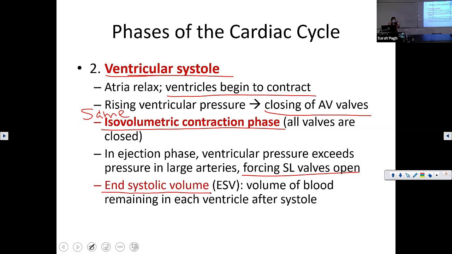So remember, think of the word systole, means ventricular contraction. So at the end of ventricular contraction, there should be no blood left in the ventricle. It should have squeezed it all out. So it's the volume of blood that's left in the ventricle after systole, which is not going to be much.